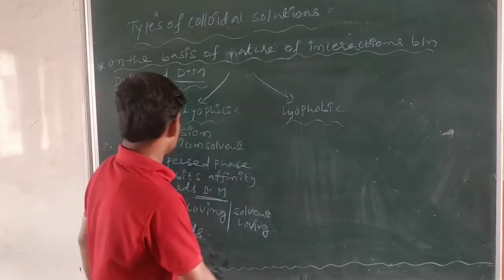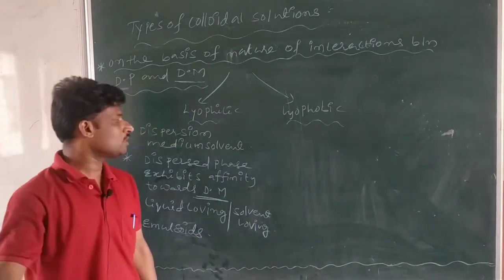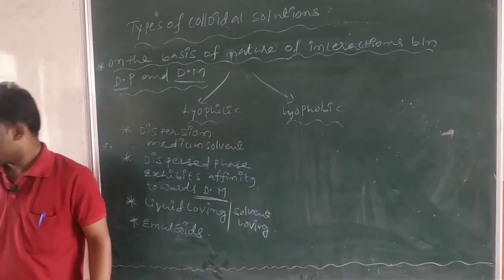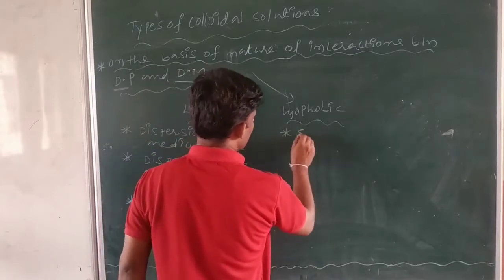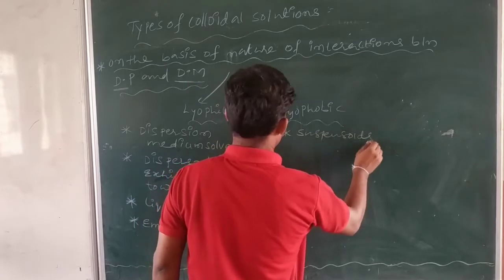Okay, so now I am going to come to this. Here the dispersion medium is solvent, but in this case, what is happening, sir? These are called suspensoids. Simply suspensoids.